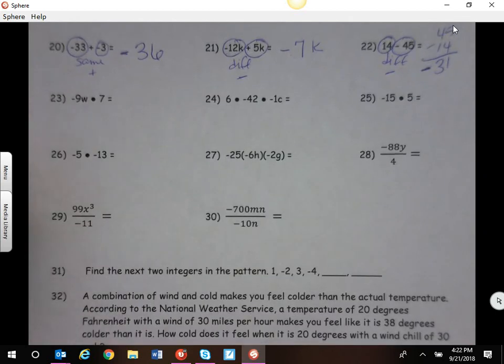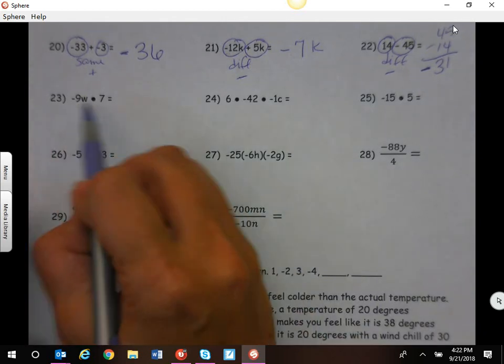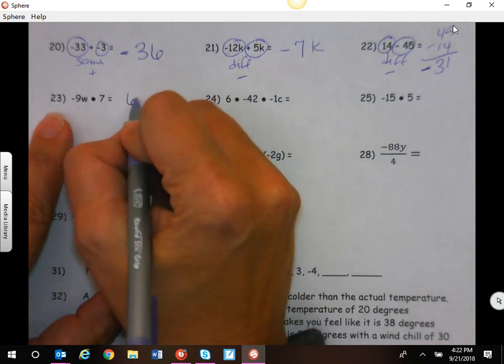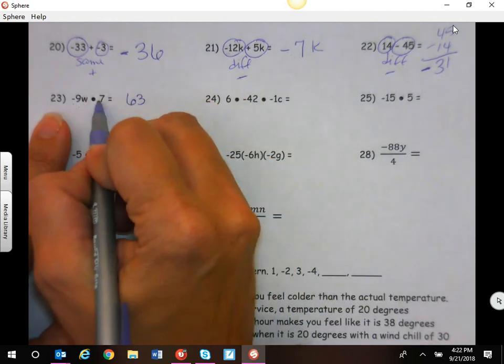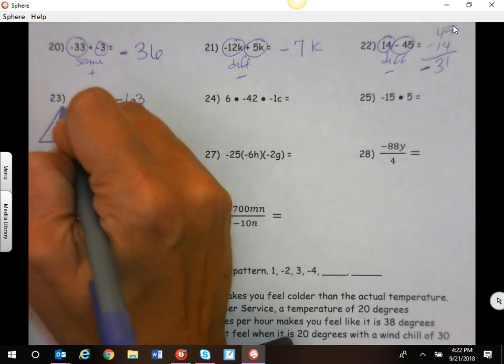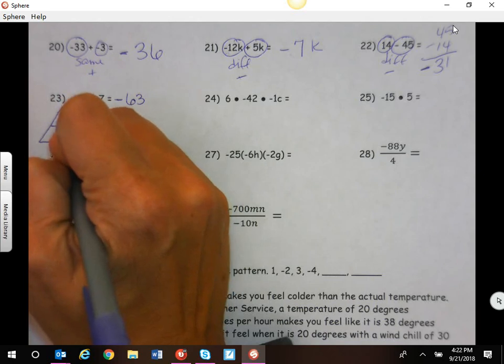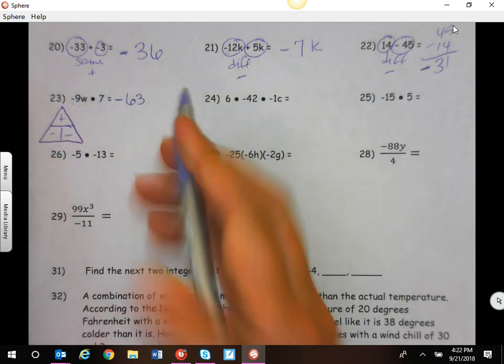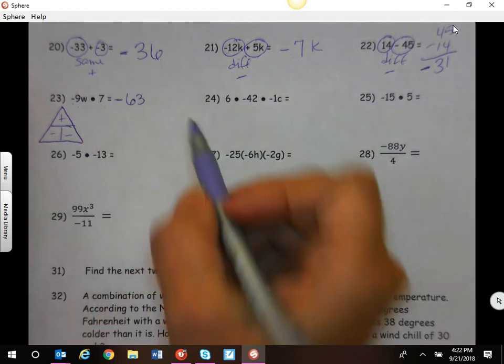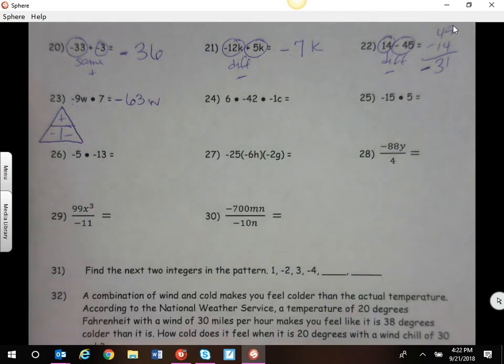Sorry if it's blurry. Now this is multiplying. We said when you multiply, you multiply the numbers like normal. 9 times 7 is 63. A negative times a positive is a negative. If you want to look at your triangle of awesomeness that we talked about in our notes, we can see a positive times a negative leaves us negative. And then just put your letter on the end.